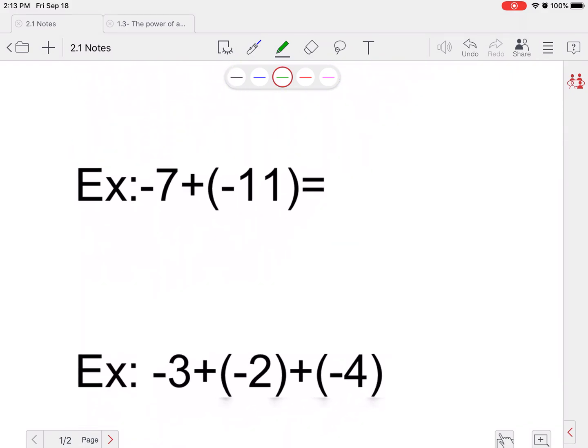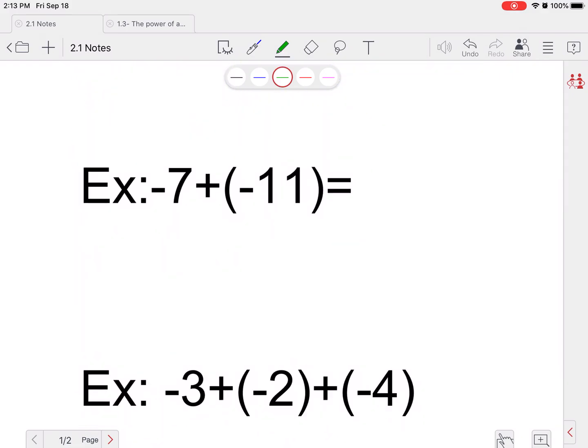Let's try it without the p's and n's, just because then we'll have a little less to write. So if I spend 7 and spend 11, well, 7 plus 11 is 18, and it would be a negative 18 because they're both negative.